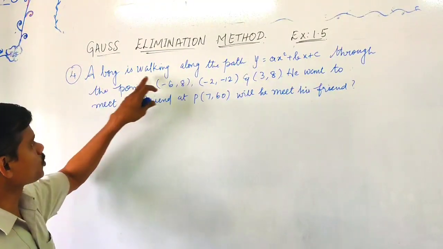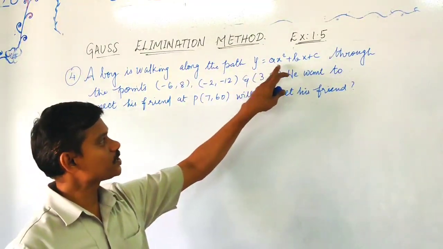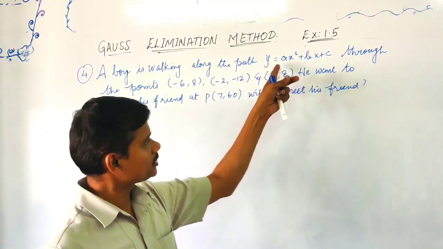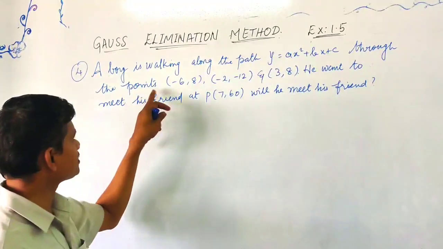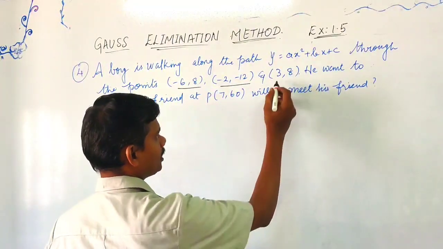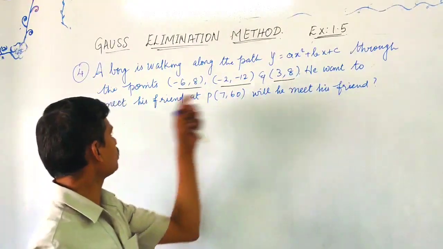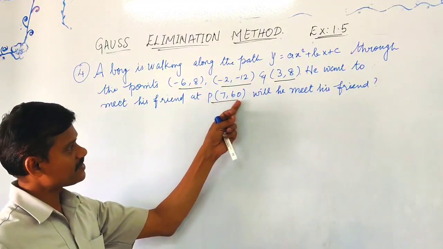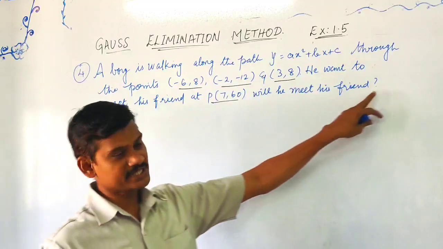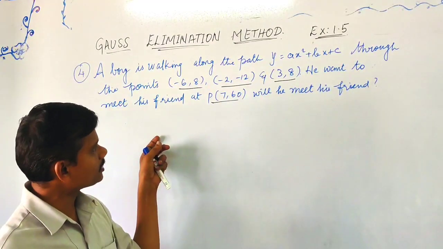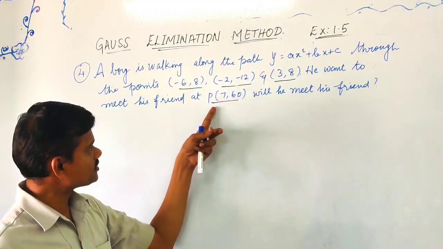Fourth sum: a boy is walking along the path y is equal to ax square plus bx plus c. So this is the path he is going to walk through the points minus 6 comma 8, minus 2 comma minus 12, and 3 comma 8. He wants to meet his friend who is at the point P of 7 comma 60. Will he meet his friend? When he is passing through that path, he wants to meet his friend.